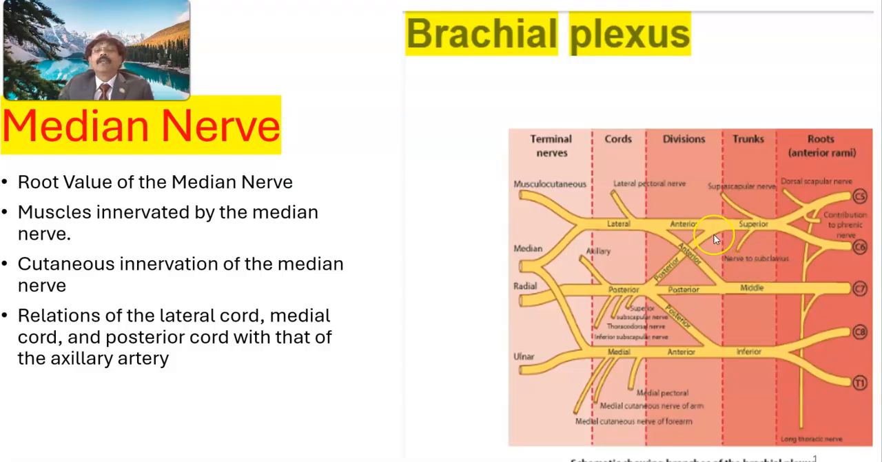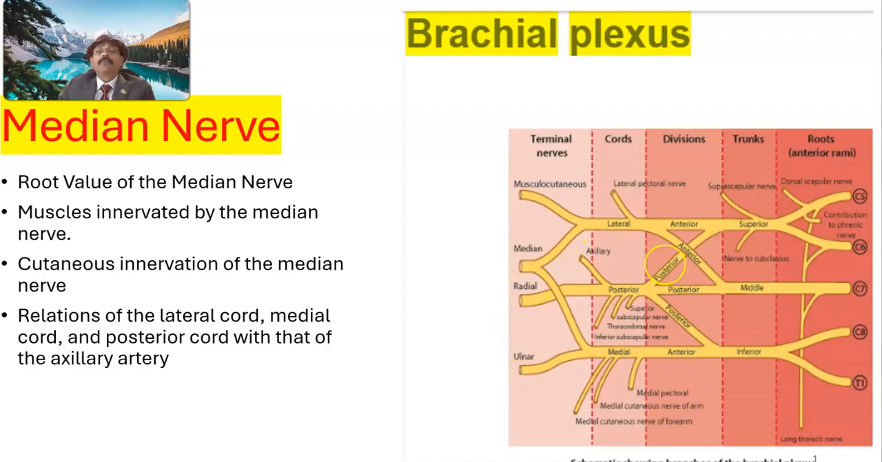subclavius muscle. We have the upper trunk or superior trunk, middle trunk, and the inferior trunk. Each trunk will have an anterior division and a posterior division. All posterior divisions will unite to form the posterior cord that is present posterior to the second part of the axillary artery, okay, under cover of the pectoralis minor.